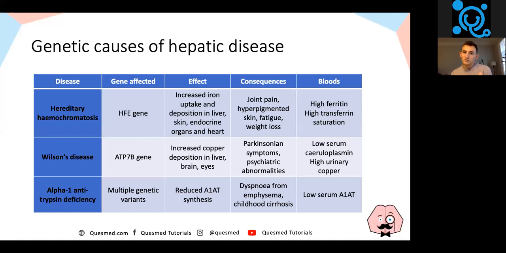And then the third genetic cause of hepatic disease, again quite rare, is alpha-1 antitrypsin deficiency, which basically causes emphysema and causes cirrhosis. So if you see someone who has a combination of emphysema and cirrhosis, then alpha-1 antitrypsin deficiency is a potential cause.